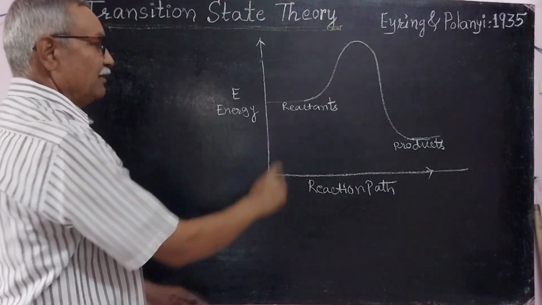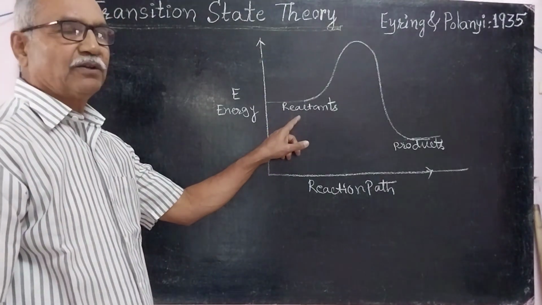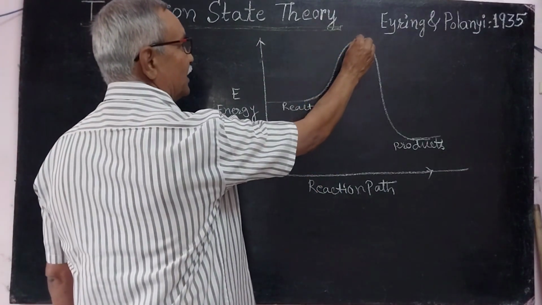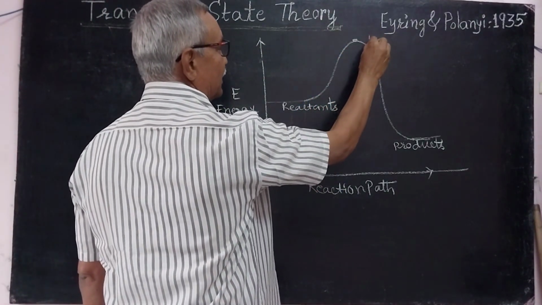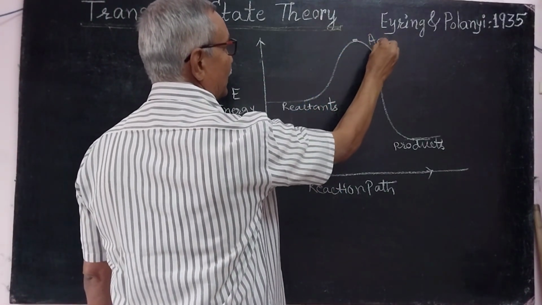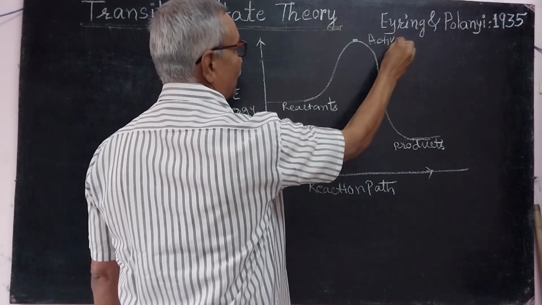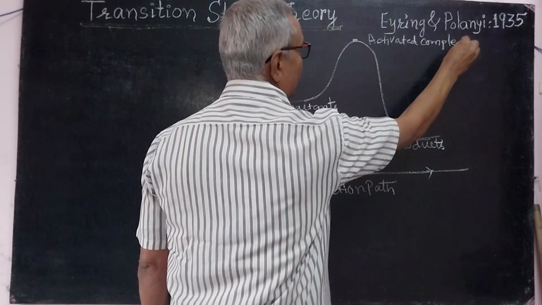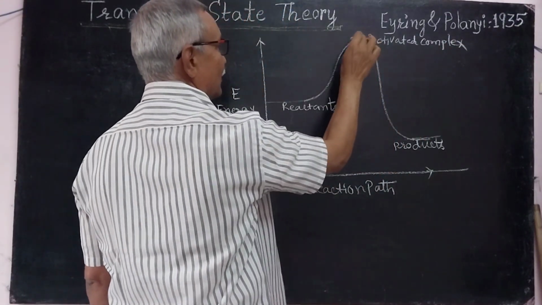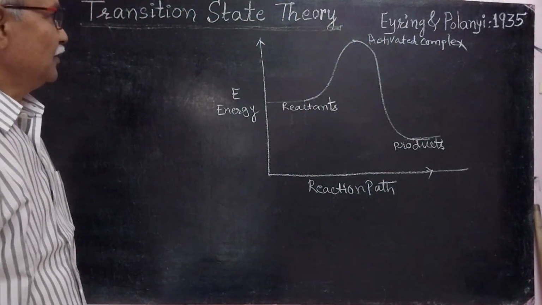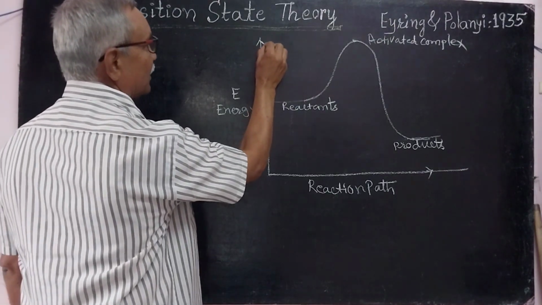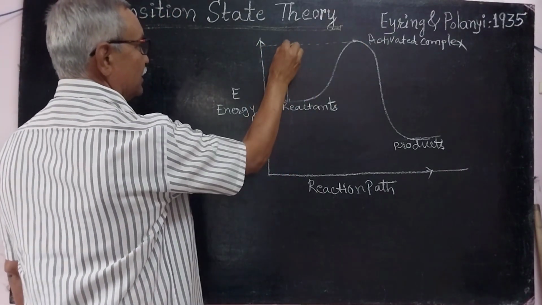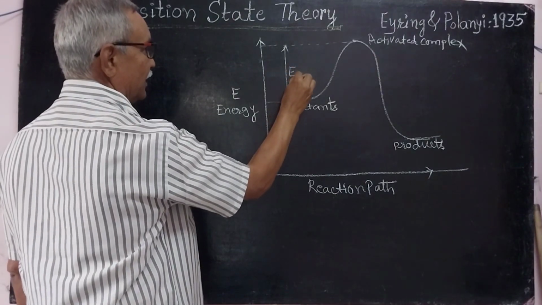Here the reacting molecules come closer to each other and form the intermediate complex, and the intermediate complex has this much energy. That is the activated complex, formed here. Now to form the activated complex, the energy required is this much. This is the energy of activation.